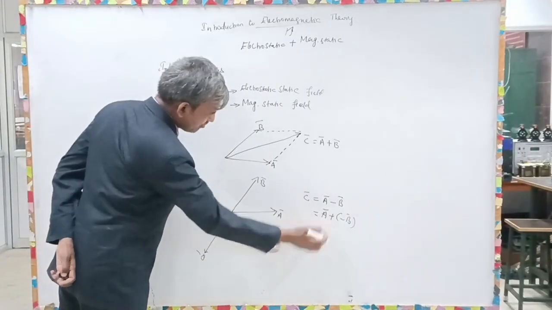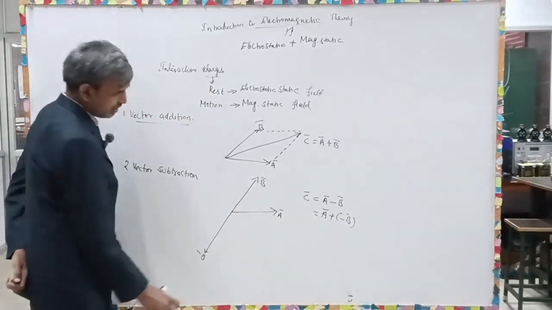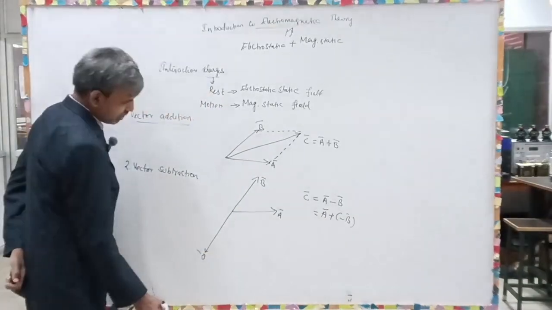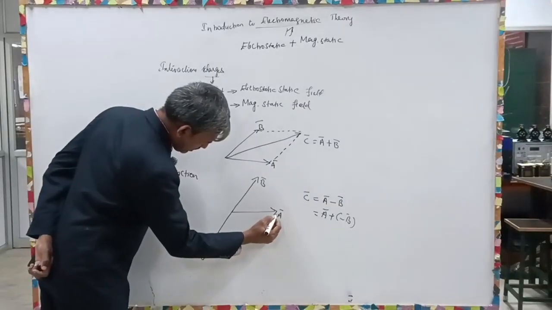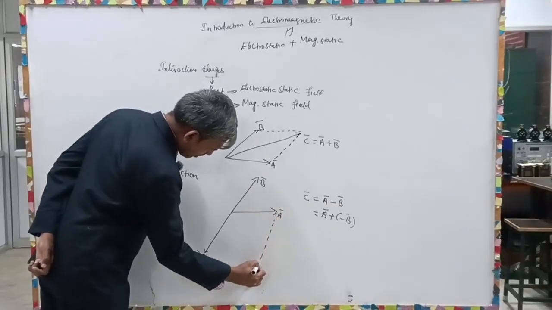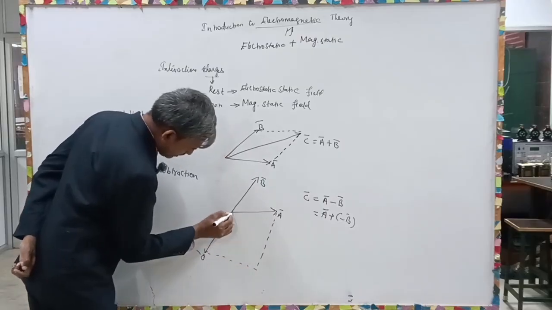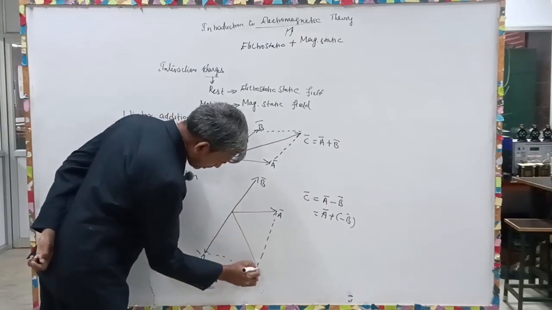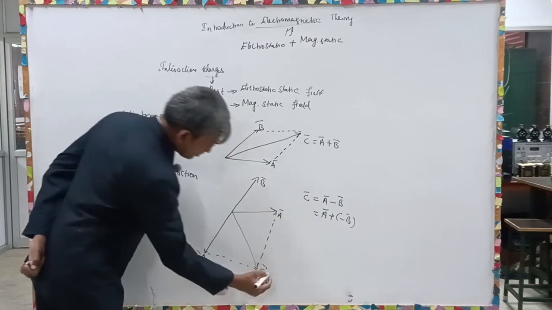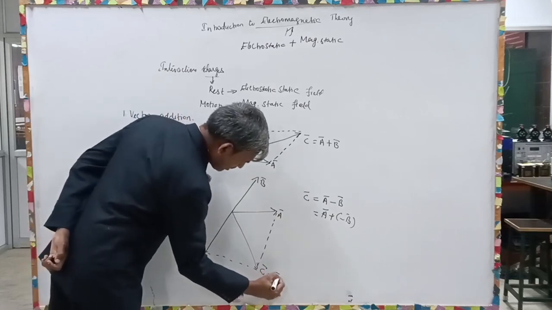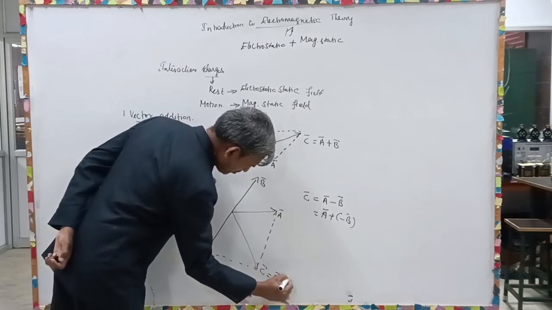Now we perform the addition operation again with the help of the parallelogram rule. First we draw the parallel lines for B and parallel lines for A, and this is the C vector. So C vector is equal to A vector minus B vector.